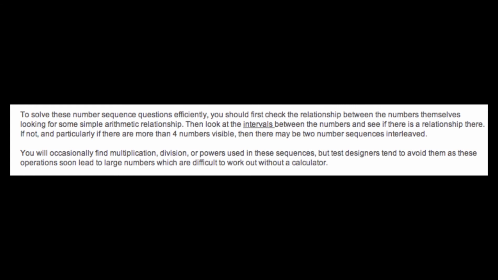To solve these number sequence questions efficiently, you should first check the relationship between the numbers themselves, looking for some simple arithmetic relationship. Then look at the intervals between the numbers and see if there is a relationship there. If not, and particularly if there are more than 4 numbers visible, then there may be 2 number sequences interleaved. You will occasionally find multiplication, division, or powers used in these sequences, but test designers tend to avoid them as these operations soon lead to large numbers which are difficult to work out without a calculator.